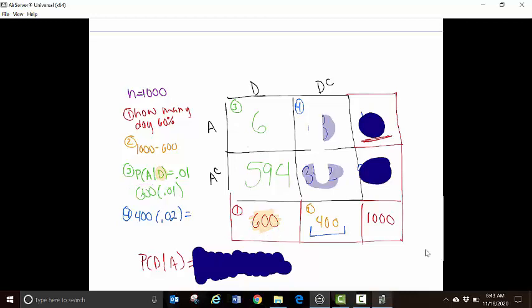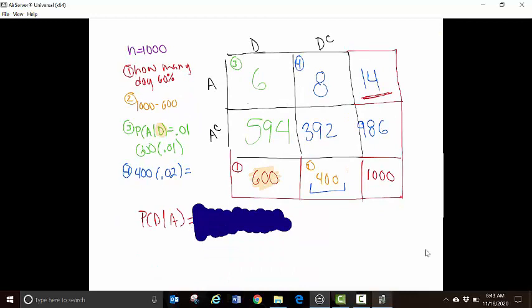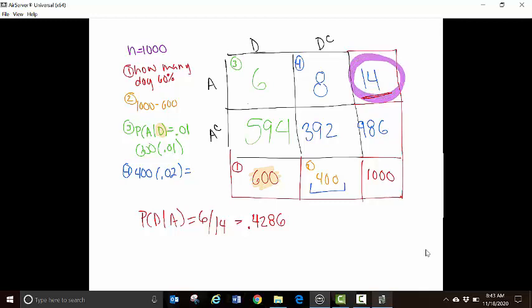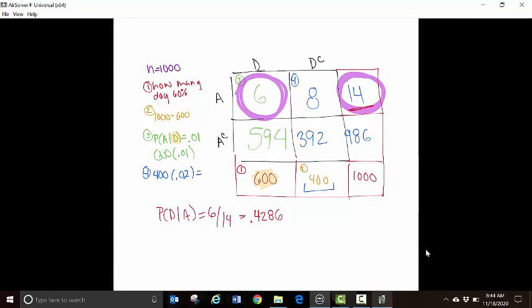Similarly, I do the other thing. And now the question's really easy to ask. Probability of day shift given absent. Well, I know 14 people were absent. What's the chance of them being on the day shift? 6 out of 14. Now, if we really wanted to look at it, oh, this won't work because there's some interdependence.